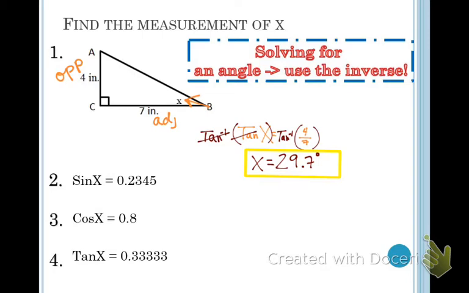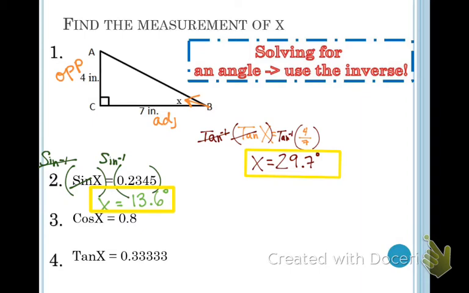Number 2, it says sine of x, which is my angle, I don't know, equals 0.2345. So to get rid of sine, I'm going to do the inverse of sine. And the inverse of sine is sine to the negative 1. So you're going to hit shift sine, and then you're going to type in 0.2345. What do we get rounded to the nearest tenth? 13.6 degrees.